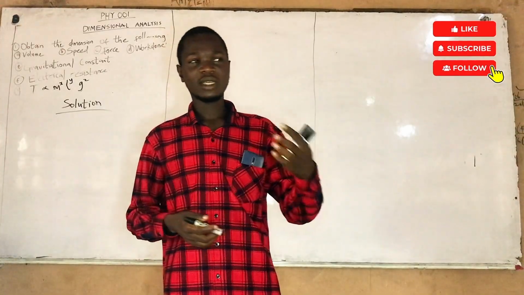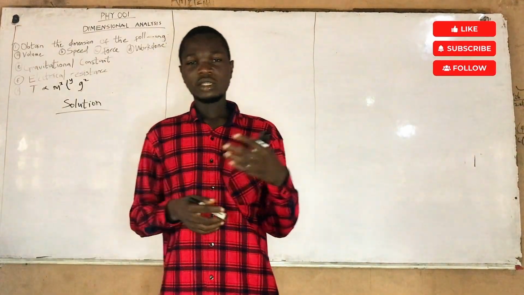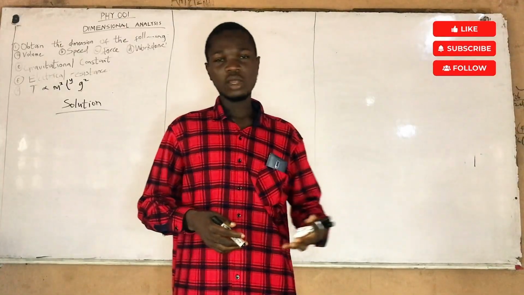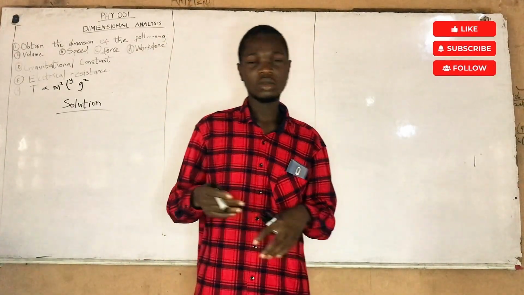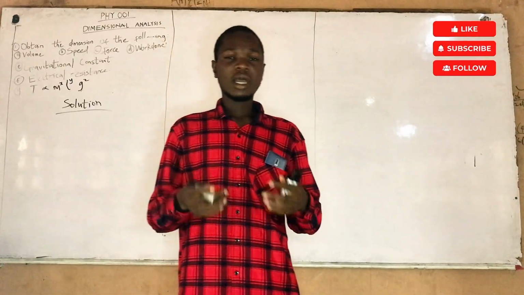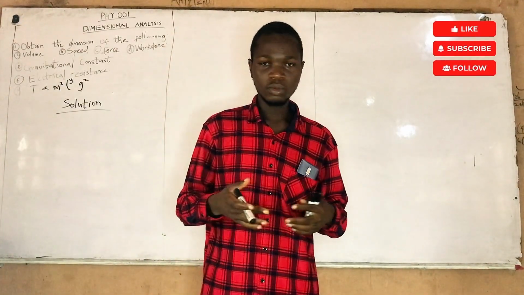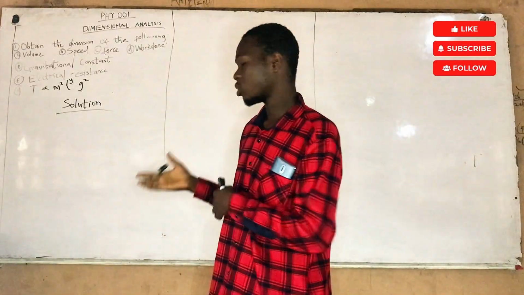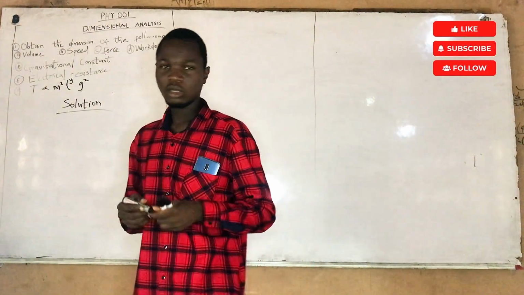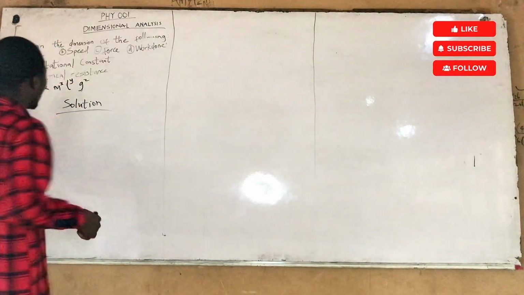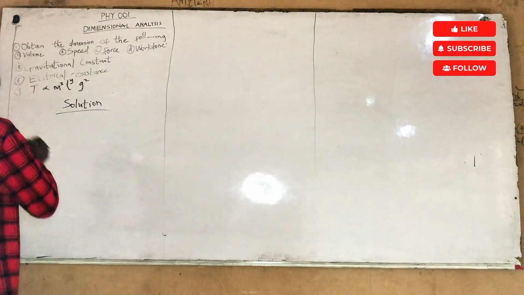For example, you are in an examination hall and you are asked to calculate some questions, maybe in physics or in another course, and you remember the variables. You can easily use dimensional analysis to derive the equation. Okay, let's continue. So obtain the dimension of the following. Number one, volume.